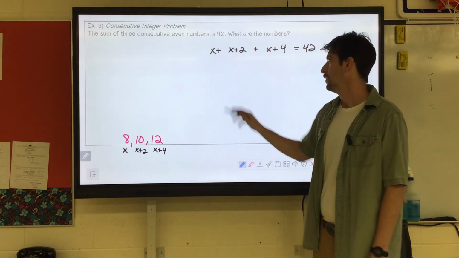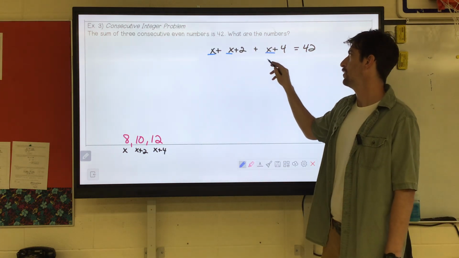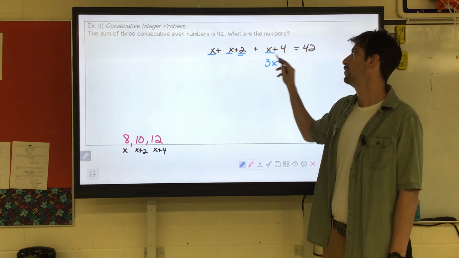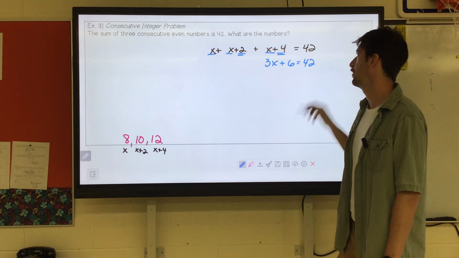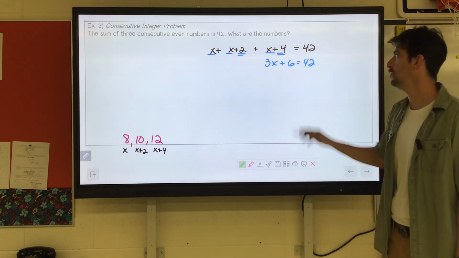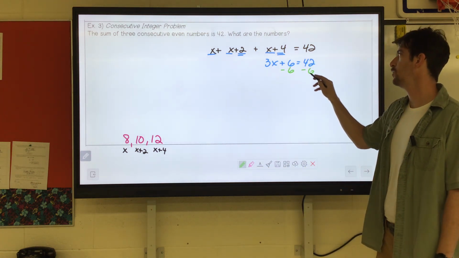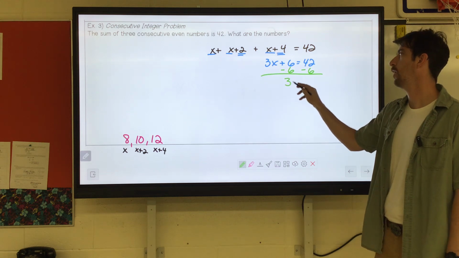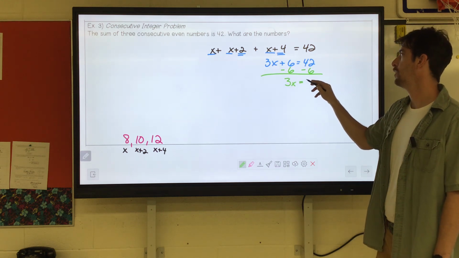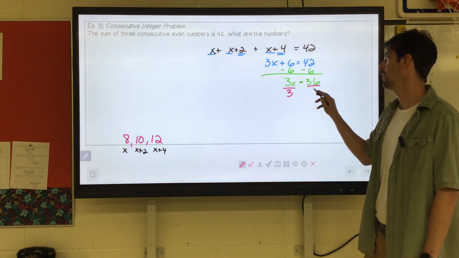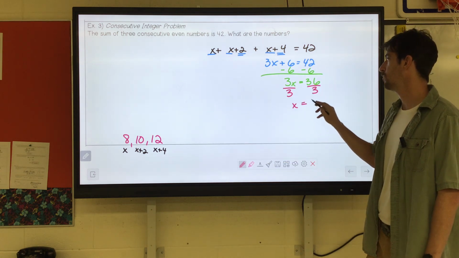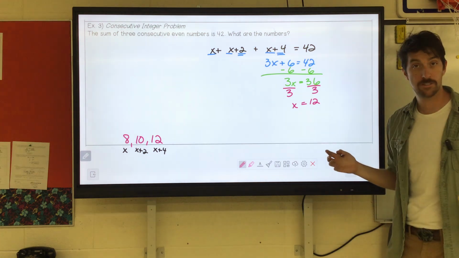So combining our like terms, x plus x is 3x, 2 plus 4 is 6, 3x plus 6 equals 42. We'll go ahead and subtract that 6. Why not? Let's get a little crazy. 3x equals 36. And then we'll divide it by 3. And we get x equals 12. Now that's the lowest even number.